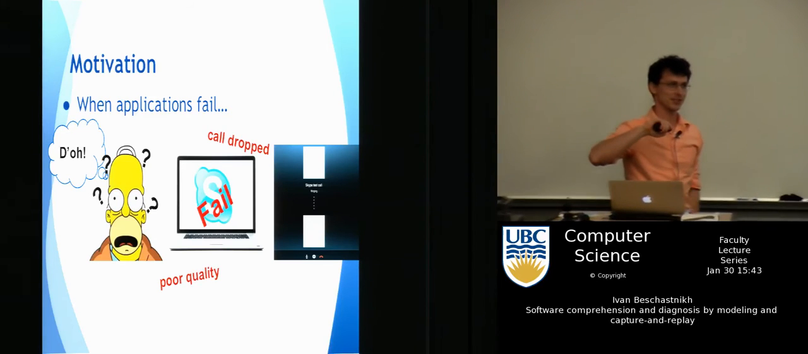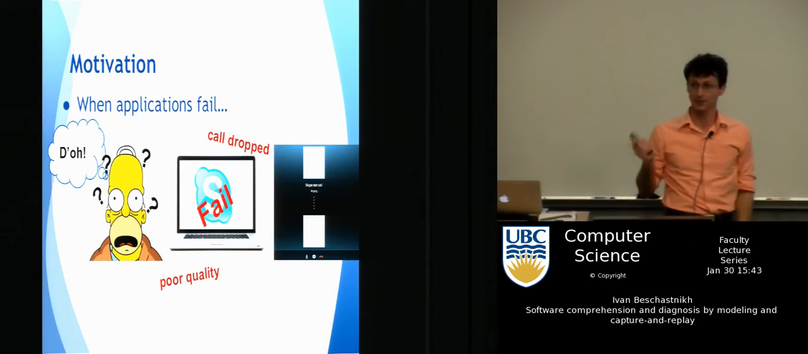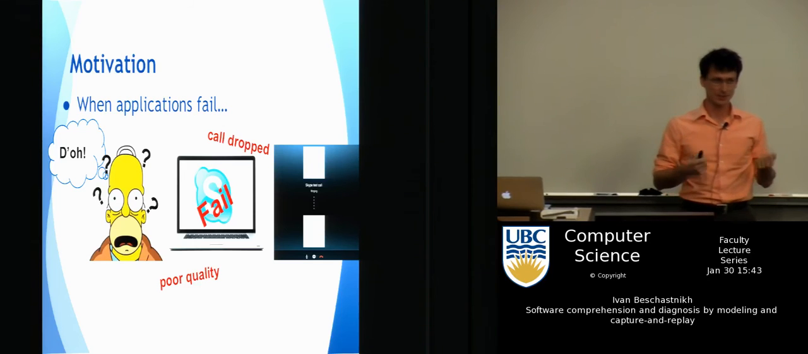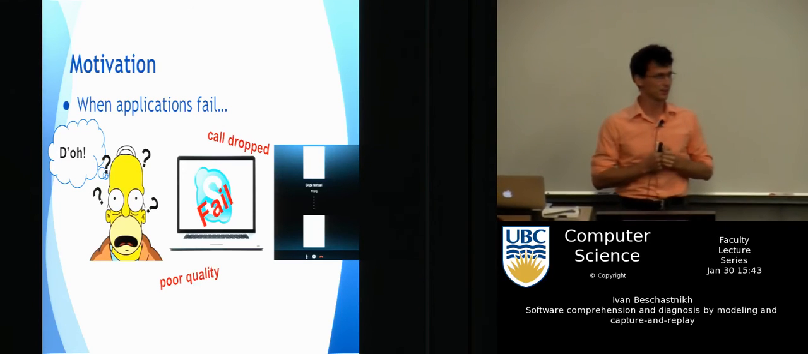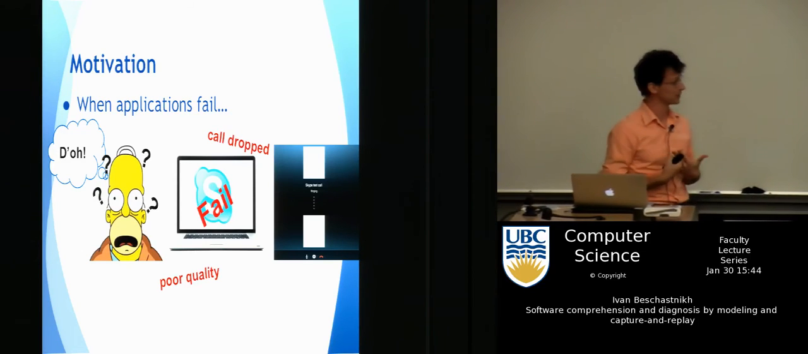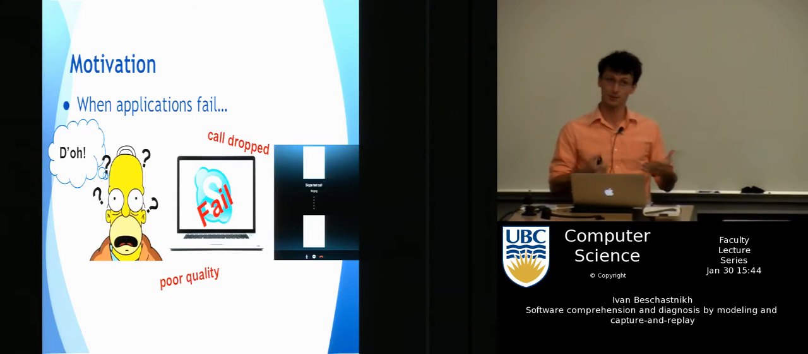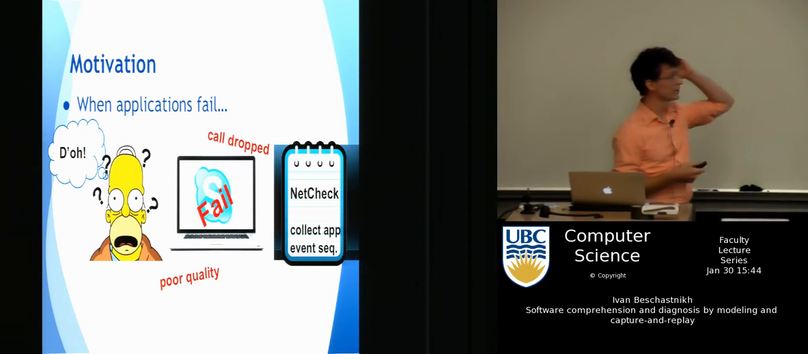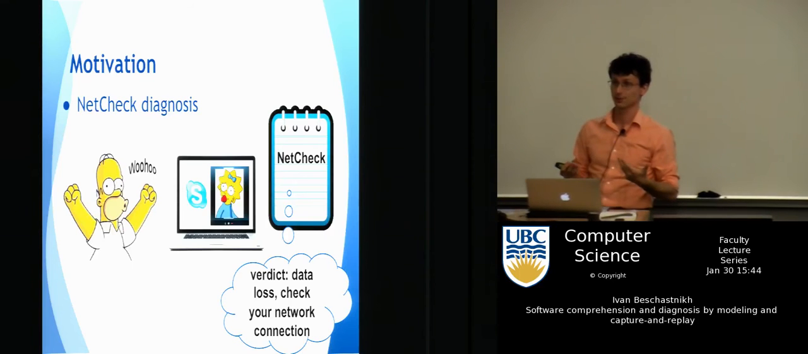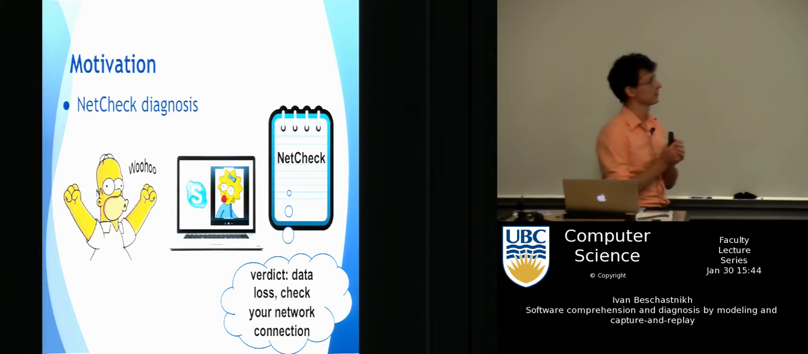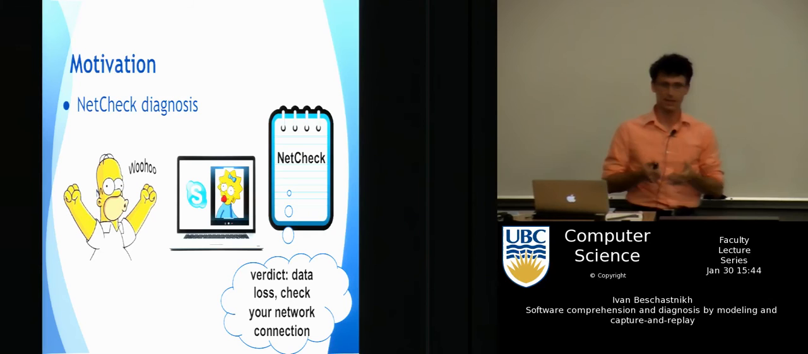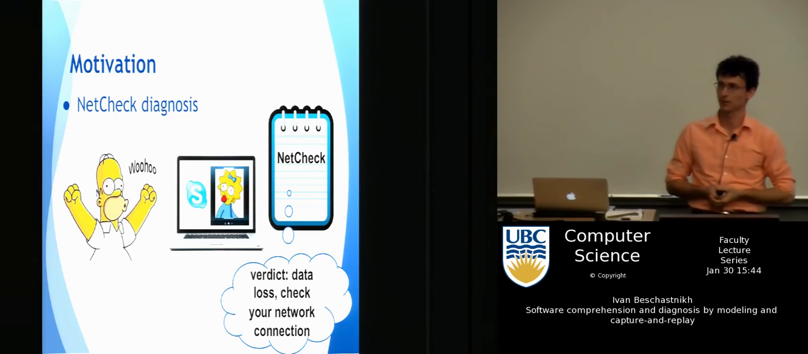Okay, so the NetCheck project really deals with the problem that a user might be facing, where they're using a distributed application, an application like Skype. Skype is actually a peer-to-peer application where you're connected to other peers that are helping your connection get to where it's going. And you might experience a failure as a user because the call might be dropped or you might experience poor quality. So what NetCheck will do is collect a sequence of events that your application generates, and then it'll produce a diagnosis. The diagnosis will be something like, you're experiencing a lot of data loss. And then it's up to you to make that actionable, like maybe get closer to a Wi-Fi spot, or maybe plug in your Ethernet port.